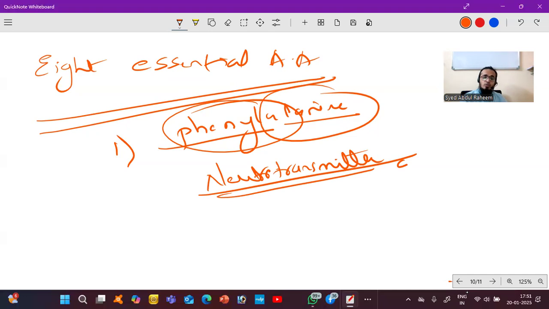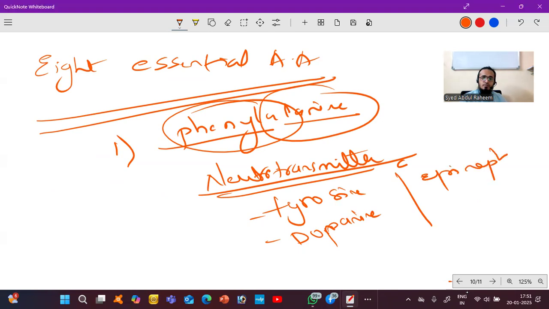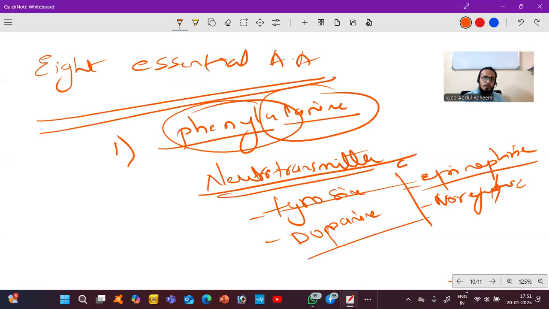Like we have tyrosine, dopamine, epinephrine, and norepinephrine. These are essential for heart rate, everything. Dopamine for mood, everything. So if you have a proper amount of phenylalanine, then only this type of amino acids will help to maintain the structure and function of these neurotransmitters.